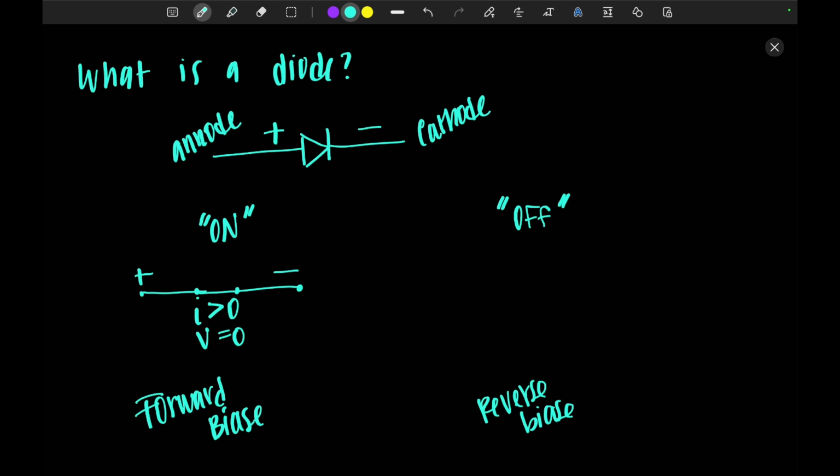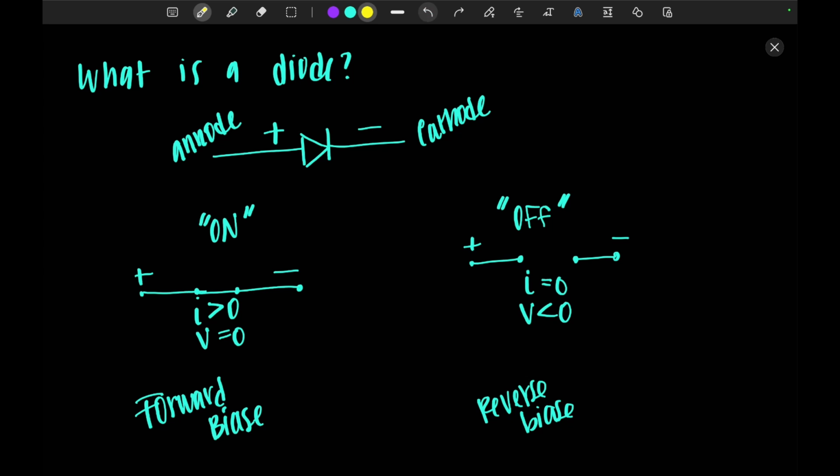And then in the off situation, it's just going to be like an open circuit. So no current is going to flow. And that means I is equal to 0. And then the voltage is negative because the reason the current isn't flowing is because this side is actually going to be at a higher potential than this side, which is impossible because it only lets current in like that.